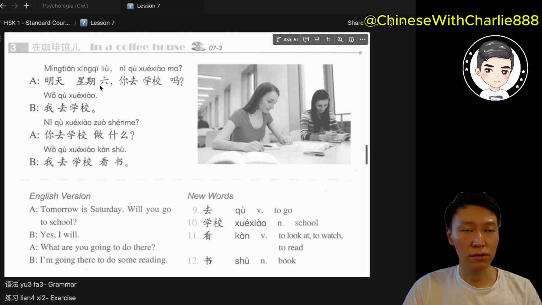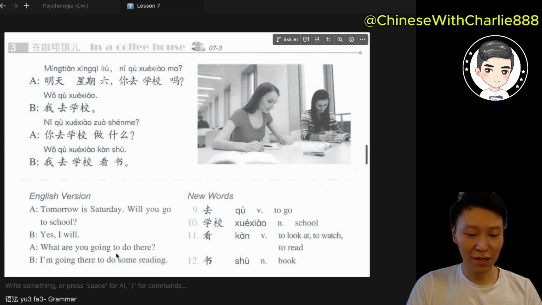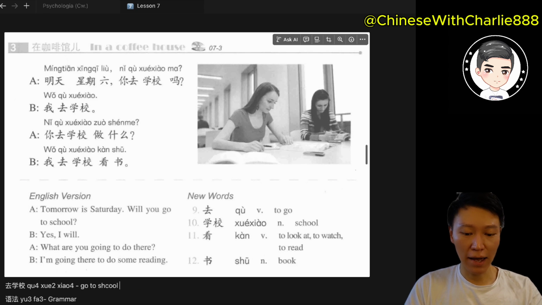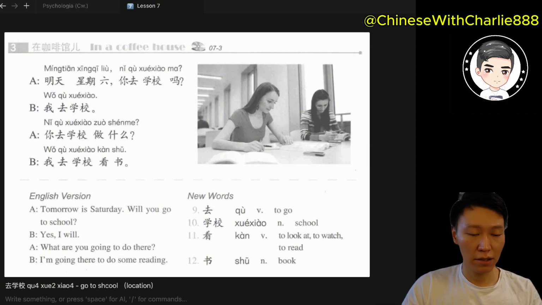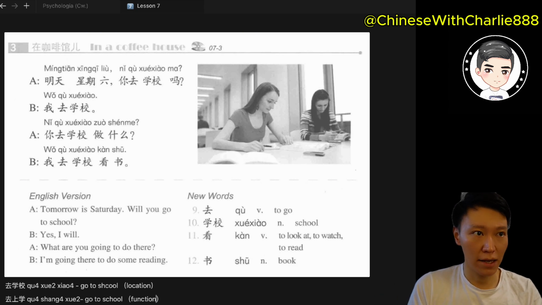明天星期六, so tomorrow it's Saturday. 你去学校吗? Are you going to school? But I still want to say it one more time. Still remember 去学校 indicates go to school as a location. So you only go to the school, the building, right? But there's another expression 去上学. 去上学 means go to school as a function, which means you go to school to study as a student, right?